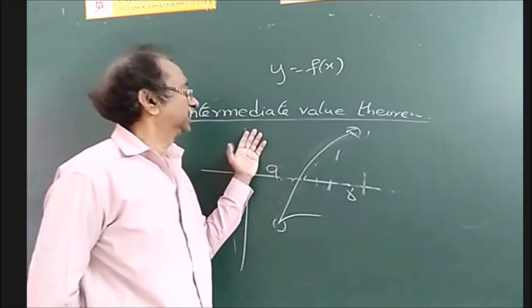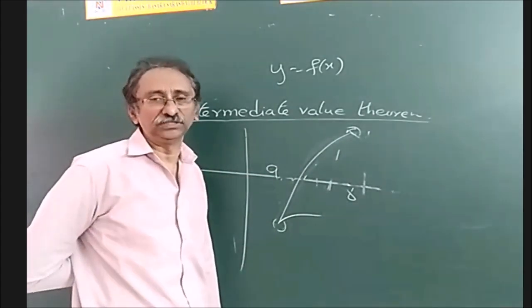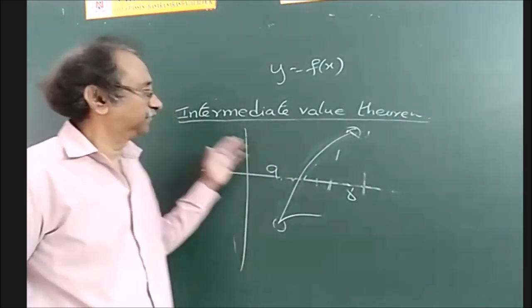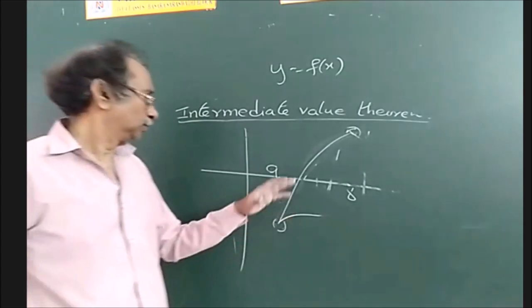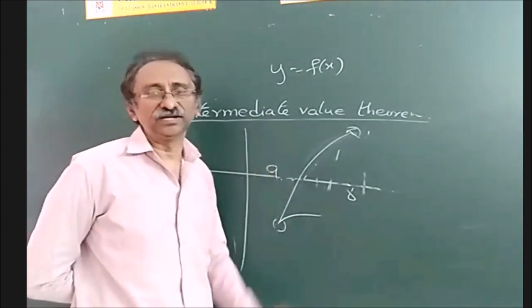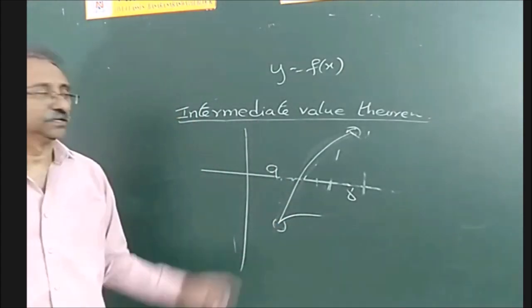So we can state this as the intermediate value theorem. Actually, another statement is there for the intermediate value theorem. So we can remember this also as an alternate one. So write this statement.